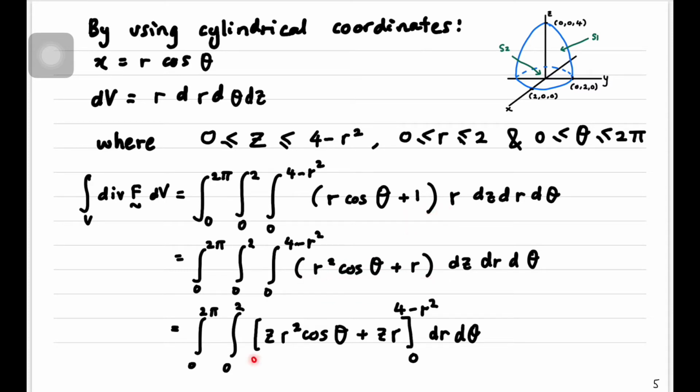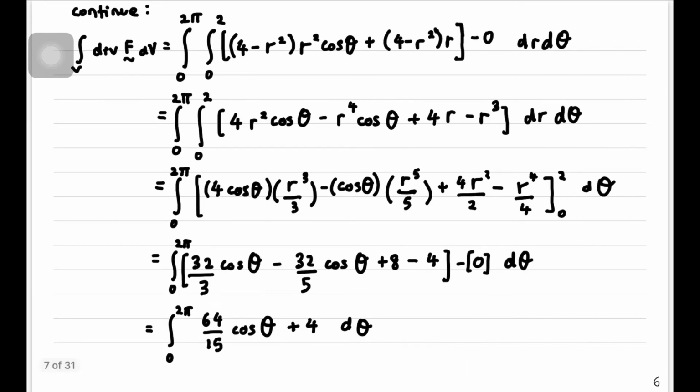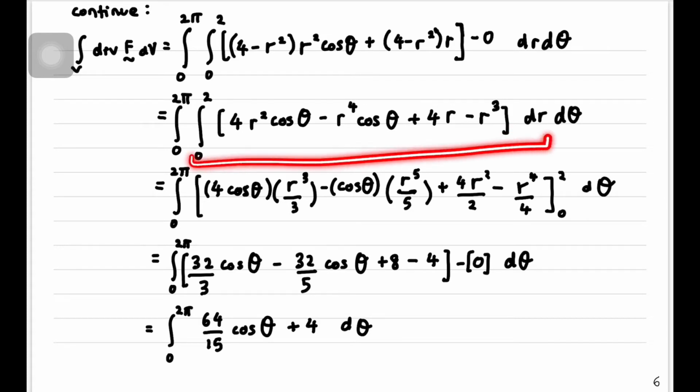Then integrate this with respect to z. We get z r² cos theta + zr. Substitute the lower and upper limit. Okay, simplify this, and then integrate this with respect to r.